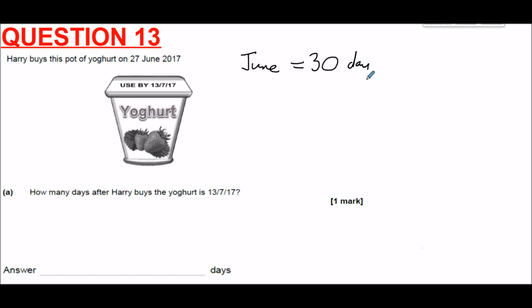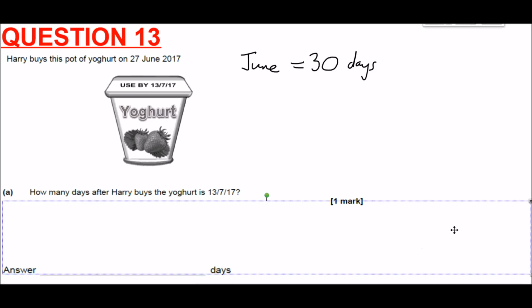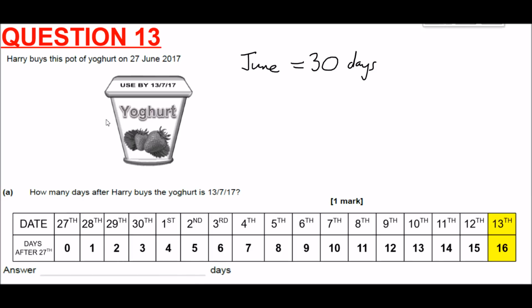30 days have September, April, June and November. So June has 30 days, and so we can start from the 27th and count all the way up to the 13th of July. So here's a table I made earlier, which is something you could jot down in the exam to help you. And so it says how many days after he buys yogurt is the 13th of July.